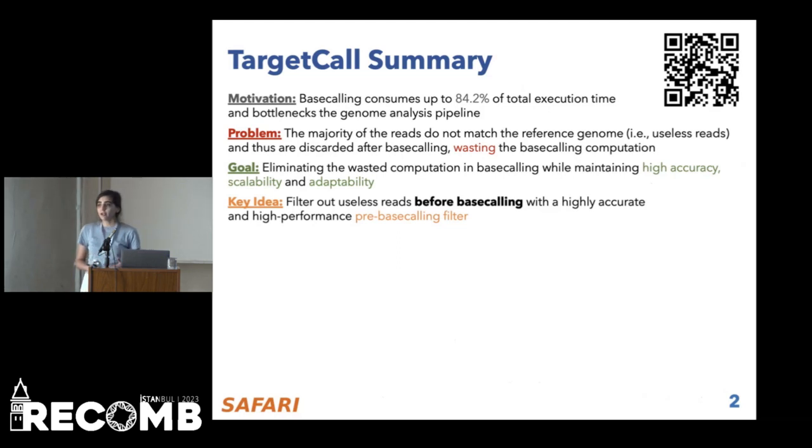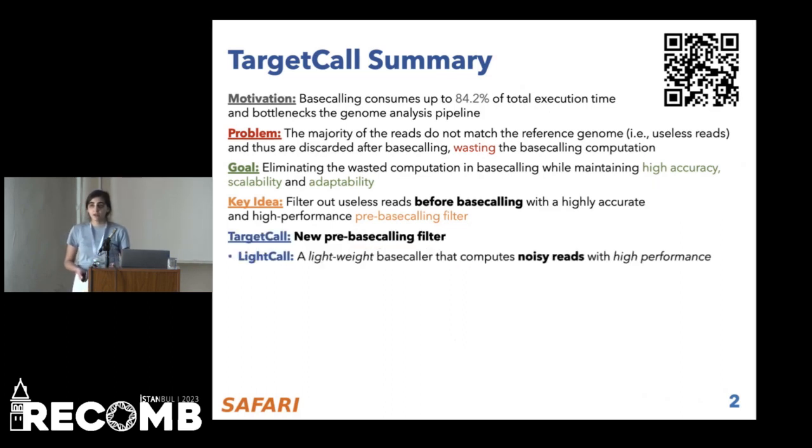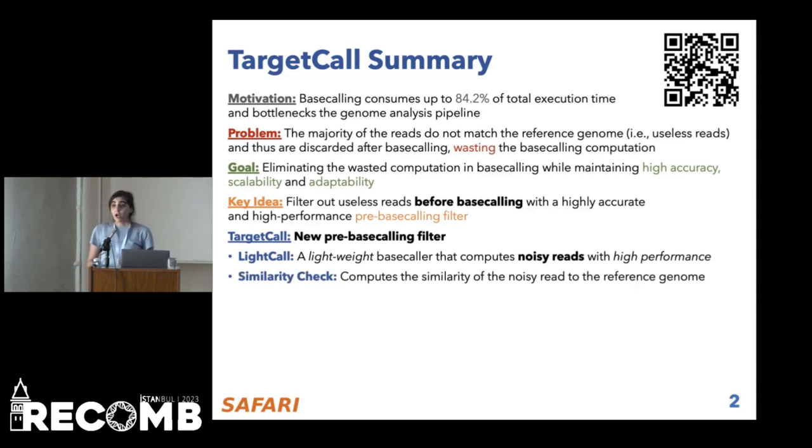For this, we have the idea of applying a basecalling filter that will disregard most of the useless reads with high sensitivity and accuracy. We propose TargetCall for this, which works in two steps. First, it uses LightCall, a lightweight basecaller, to perform only basecalling with high performance. And second, it uses a selector to compare the noisy reads to the reference genome we have to predict if the read is going to be useful.